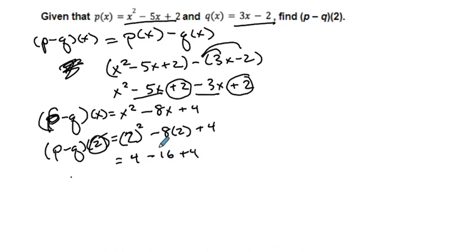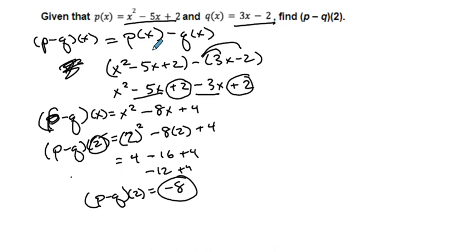Okay, so we can do this a couple different ways. We could add our 4's together, but let's just go left to right. So 4 minus 16 is negative 12, plus 4, and when you add 4 to negative 12, you get negative 8. So this is what we get for p minus q of 2. We get negative 8. Now, there's another way to do this, and I would suggest using this to check your answer. I don't know if this is easier or harder. I think it's honestly about the same amount of work, but if the other one is just way too confusing for you, you can always try this.